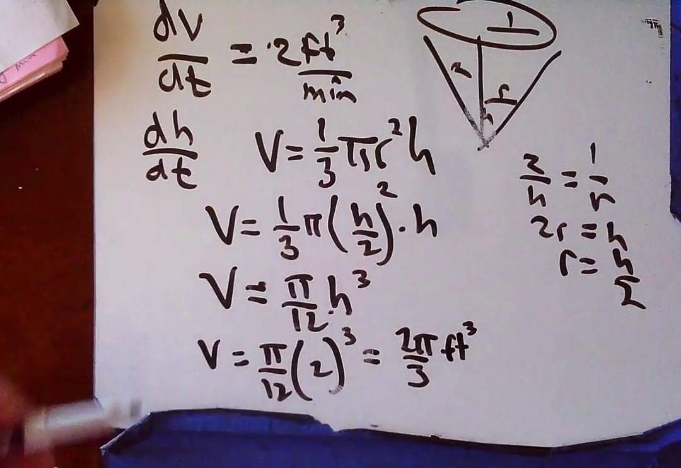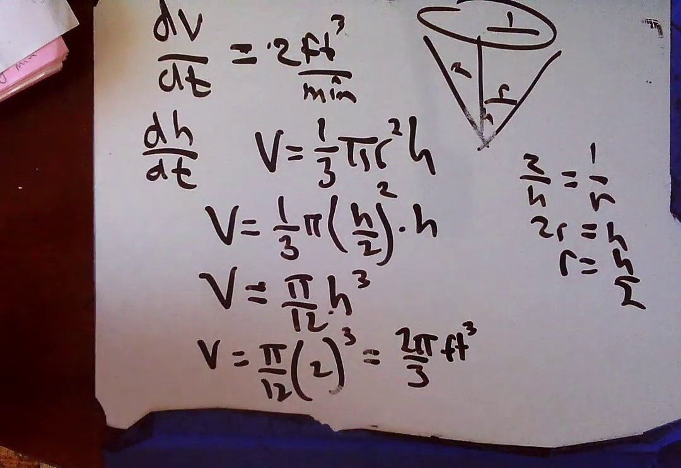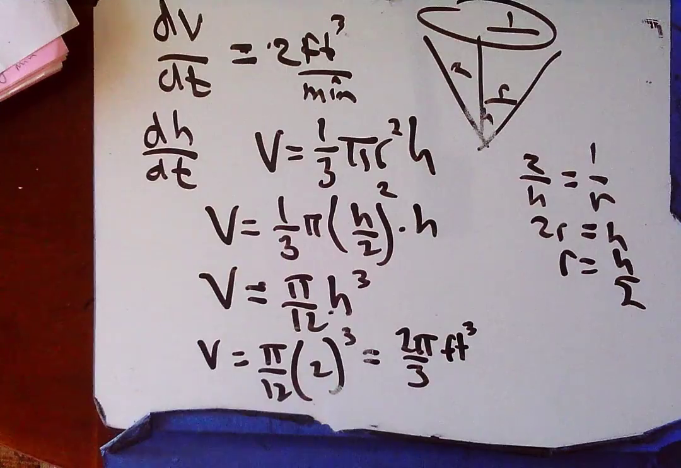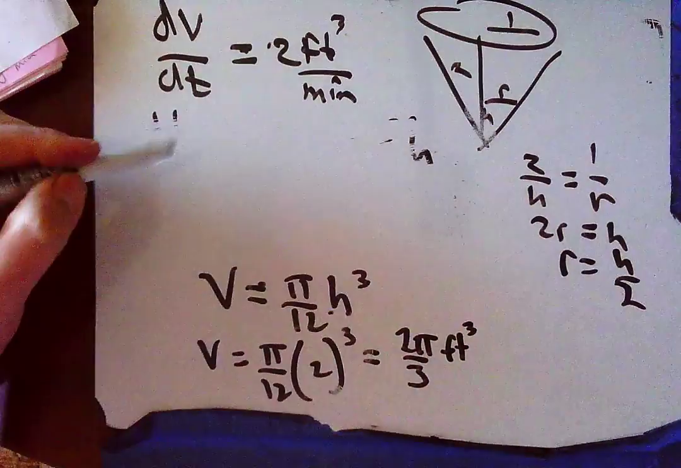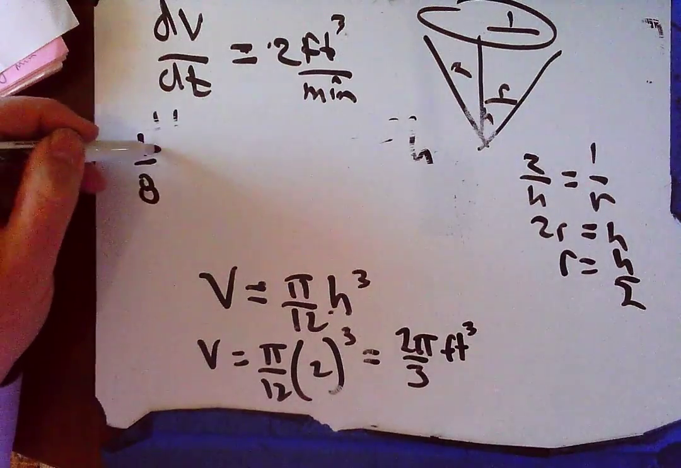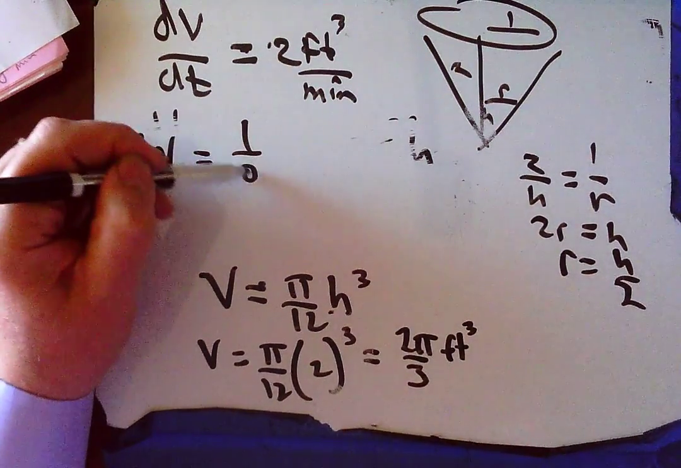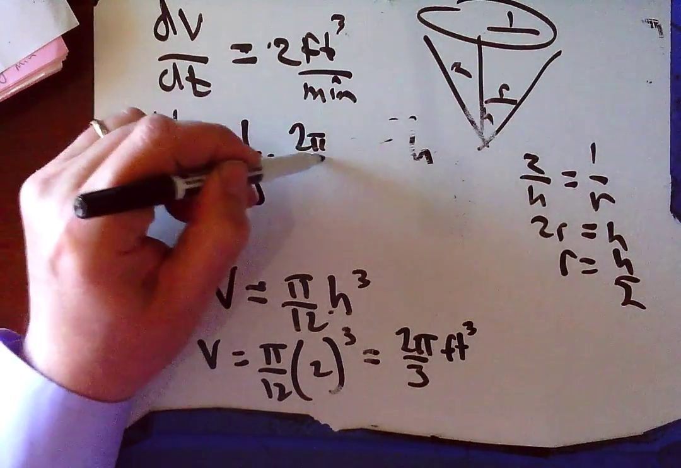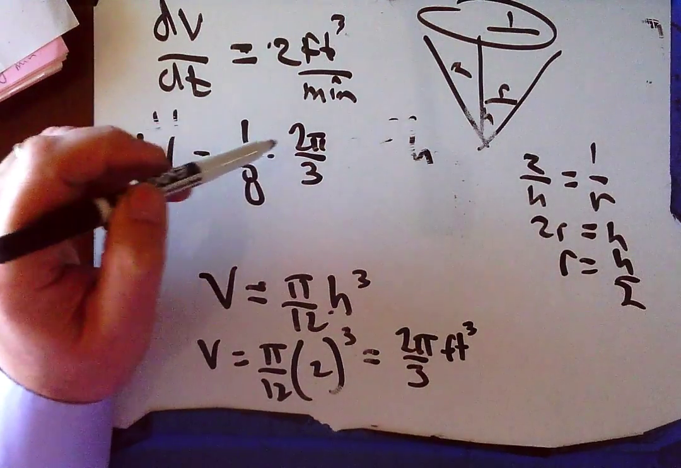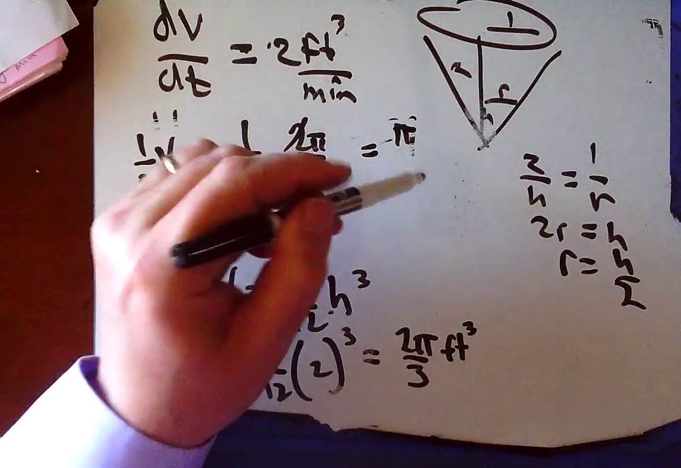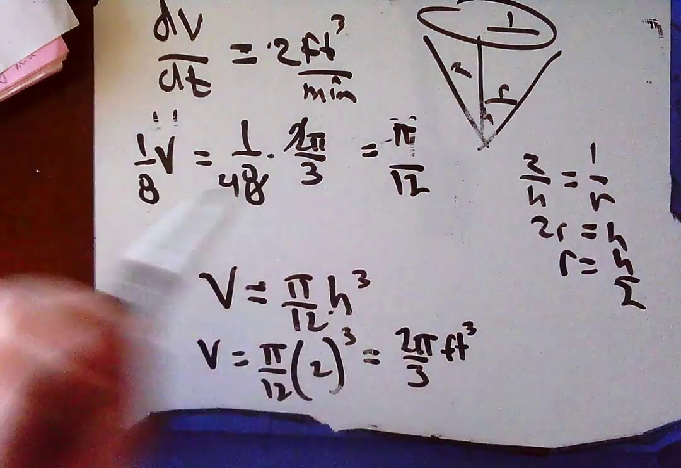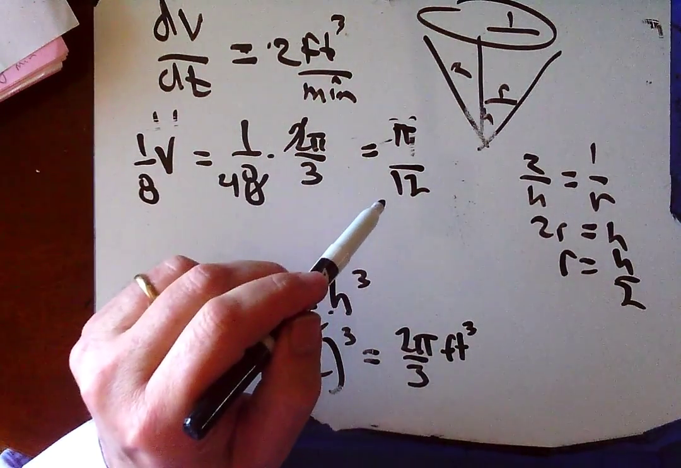But I want to know when this thing is 1/8 full. So let's think about 1/8 of the volume as being 1/8 times 2 pi over 3. And so these will cancel, and I'll end up with pi over 12. So volume is pi over 12.